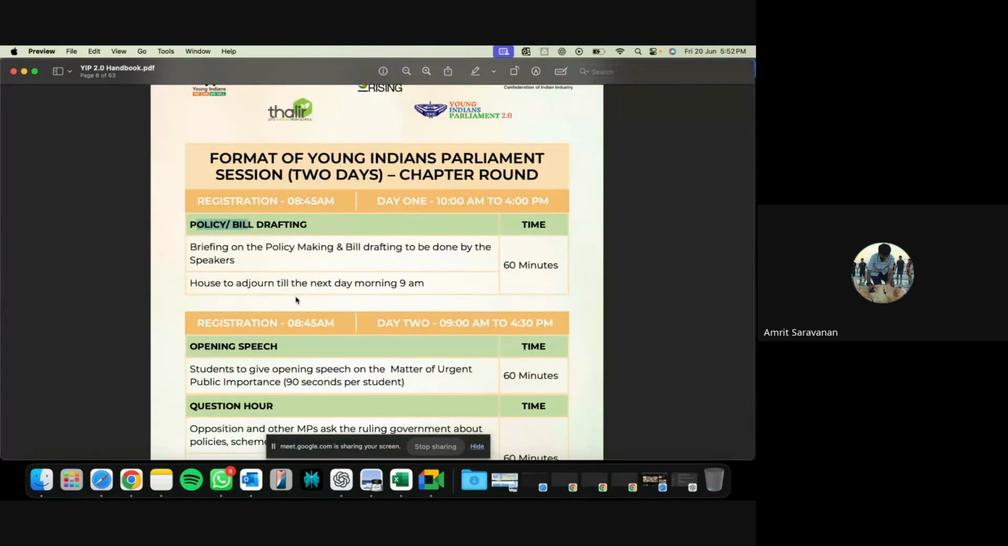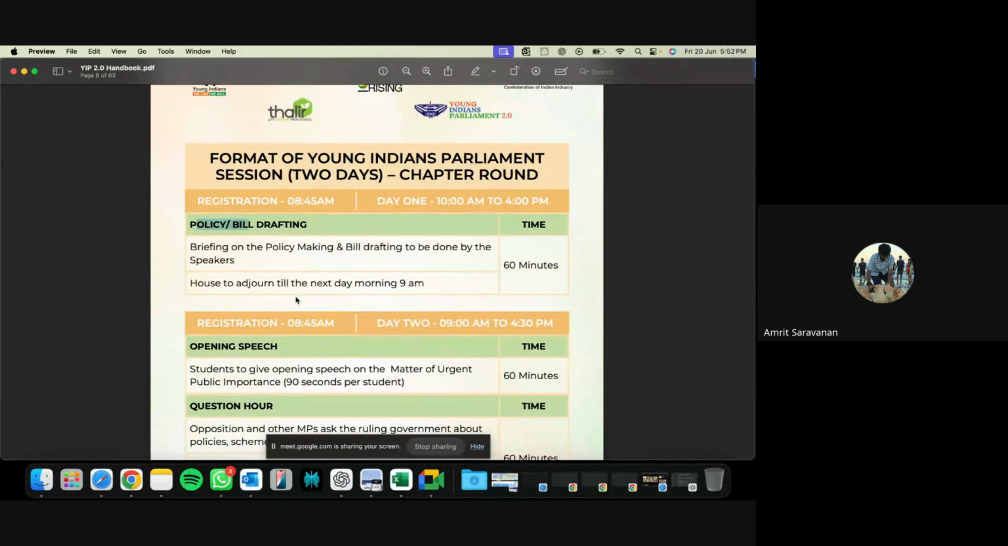So in summary, each committee will be assigned a topic on day one during the policy or bill drafting session, after which they will discuss within the committee to draft the bill. The bill will be submitted to the speaker by the leader of that committee before 9 a.m. the next day. One committee will not discuss their bills with the other committees during this time.